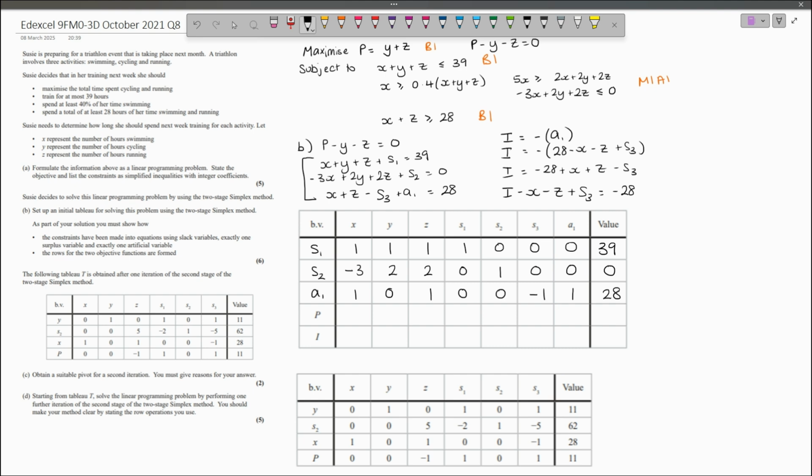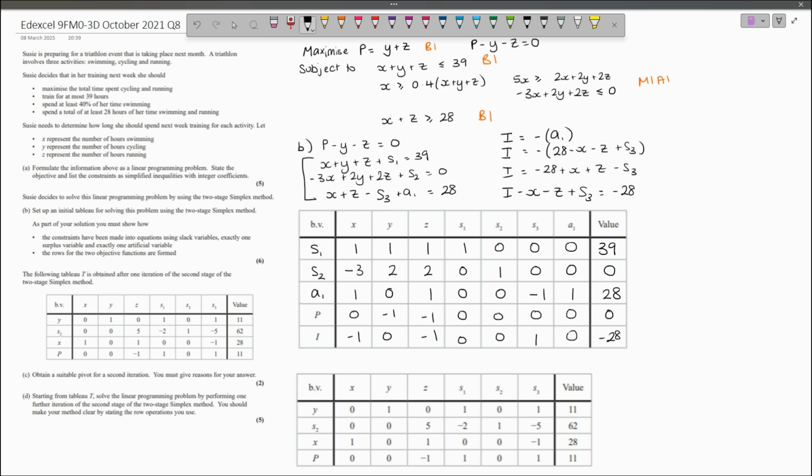Next up, I can put in my equation p subtract y subtract z equals 0. And I can put in my equation I subtract x subtract z plus s3 is equal to negative 28. And I'm going to fill in all of the other cells with zeros.